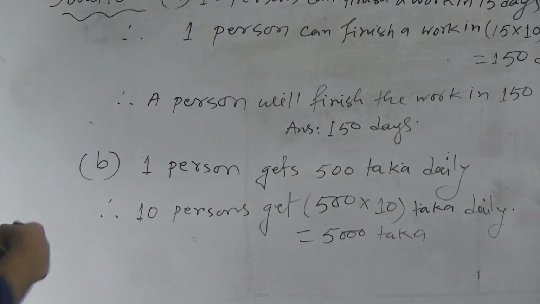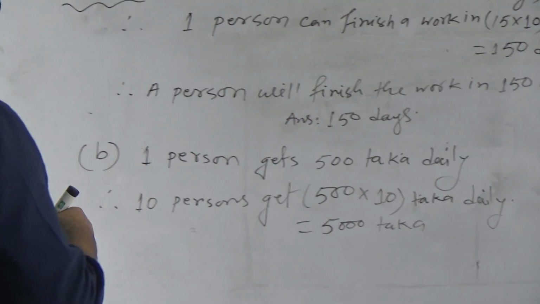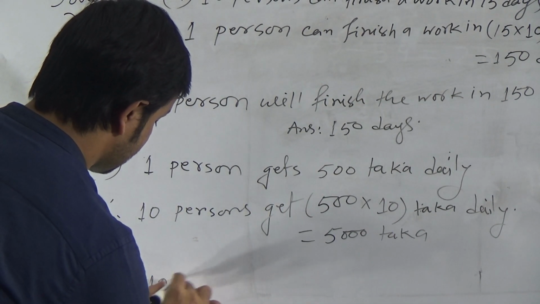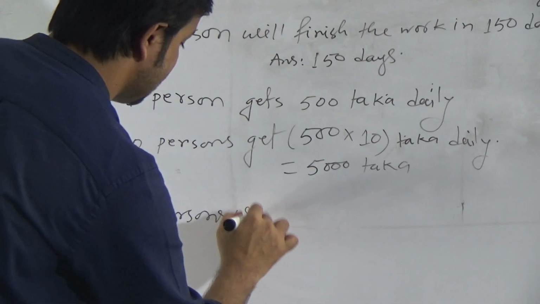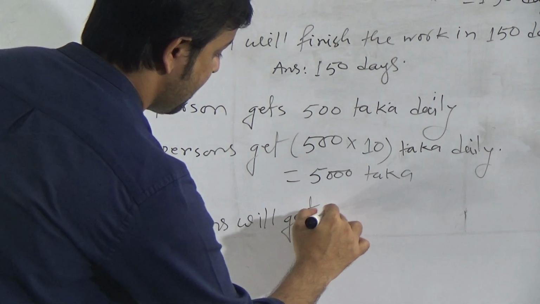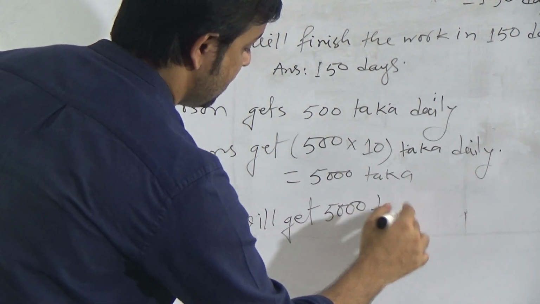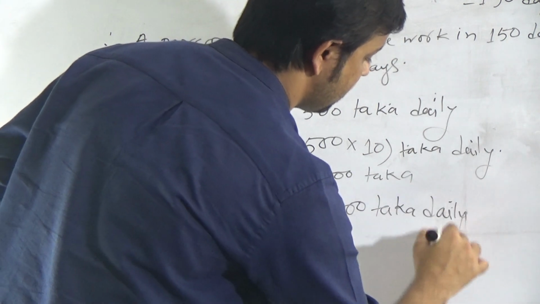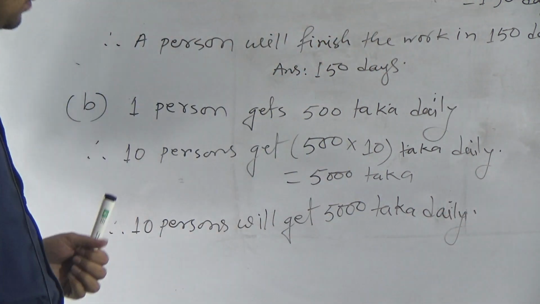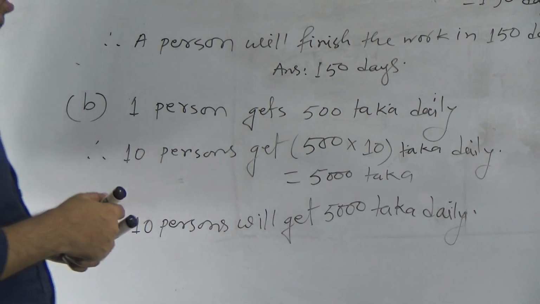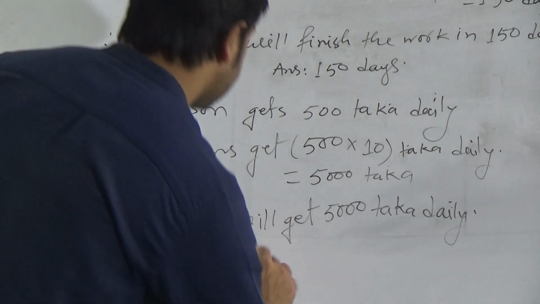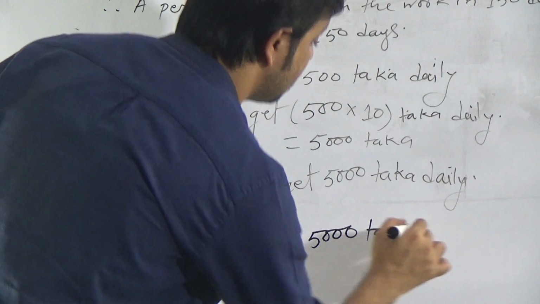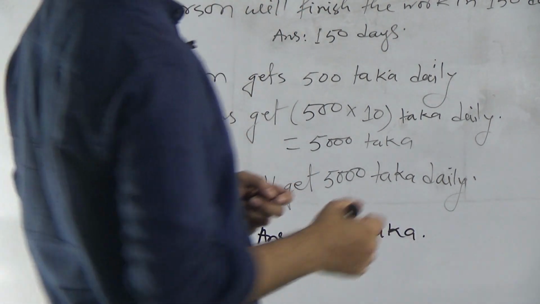It means that we can write the answer, therefore 10 persons will get 5,000 taka daily. Okay, dear students, now I will write the answer of this question. So, answer of this question is 5,000 taka. Okay, now I will solve question C.